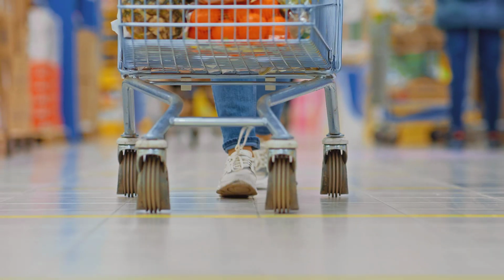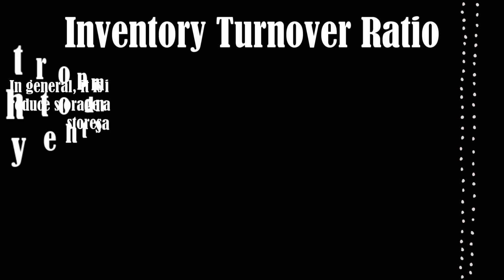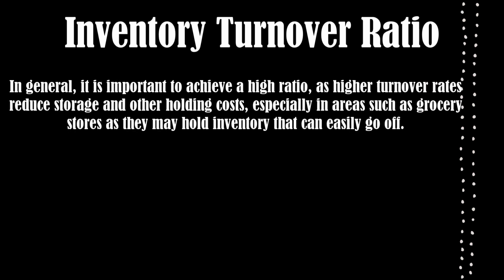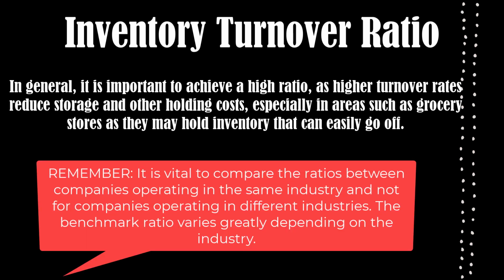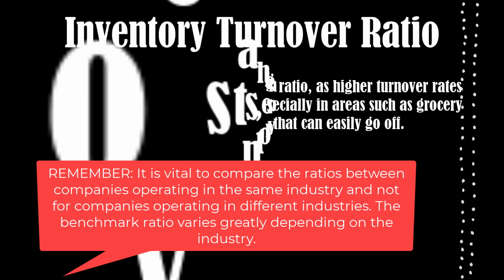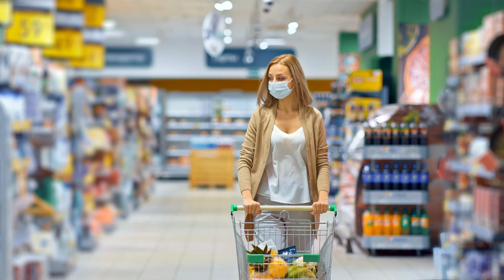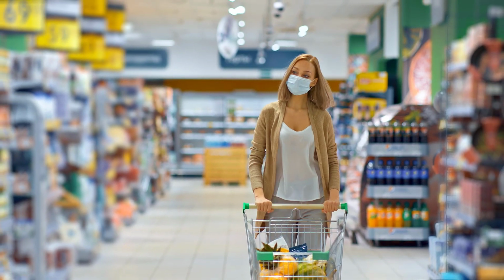In general, it's important to achieve a high ratio, as higher turnover rates reduce storage and other holding costs, especially in areas such as grocery stores, as they may hold inventory that can easily go off. It's vital to compare the ratios between companies operating in the same industry and not for companies operating in different industries. The benchmark ratio varies greatly depending on the industry. There is no one hard and fast rule or number for a healthy inventory turnover ratio.